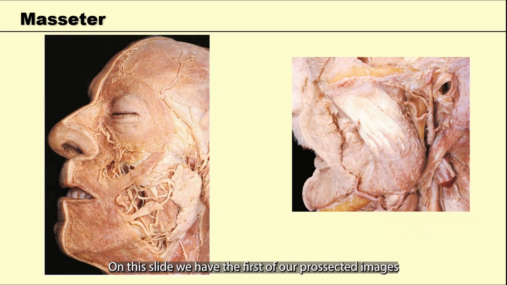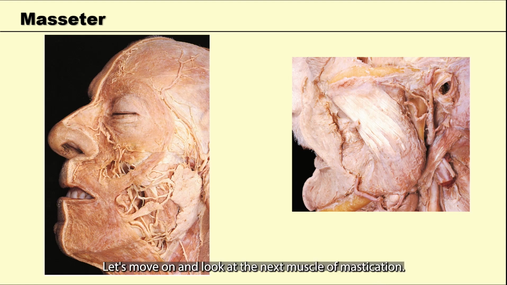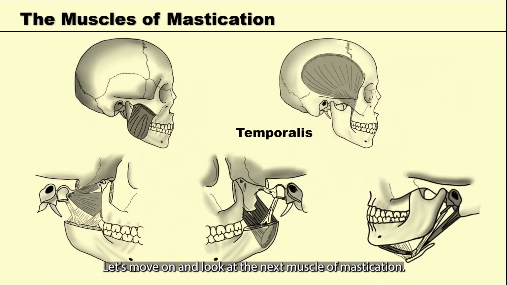On this slide, we have the first of our prosected images, and we can see the location of the masseter just here and here. Let's move on and look at the next muscle of mastication. We are now interested in the temporalis.